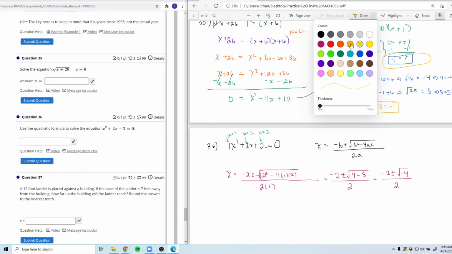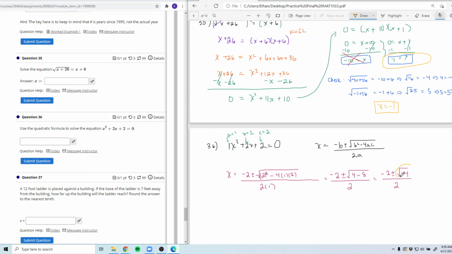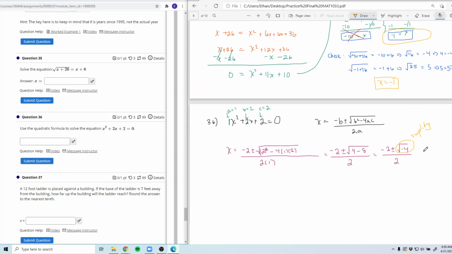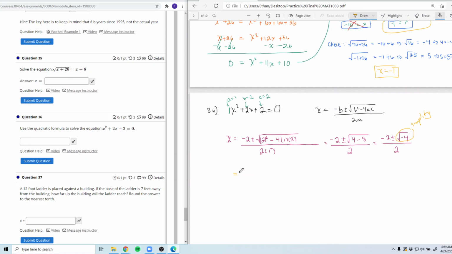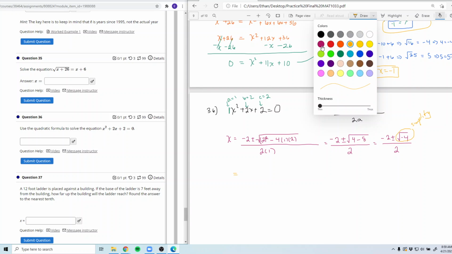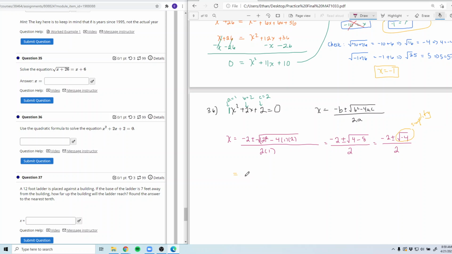Now, if you've been watching this in order, you know how to deal with the square root of negative 4. This is what we want to simplify before we move on. Anytime you have a negative in a square root, what do you want to do? It comes out as an i. We got negative 2 plus or minus, the negative on the 4 goes away. It's going to come outside and become an i. And then we have 4 left inside the square root. And then the square root of 4 is 2. So we have negative 2 plus or minus i times 2 all over 2.